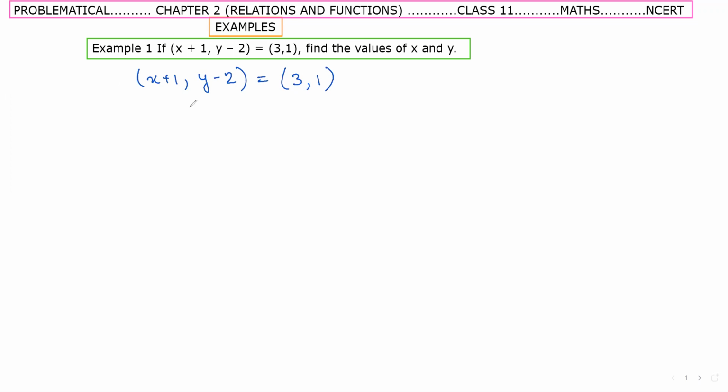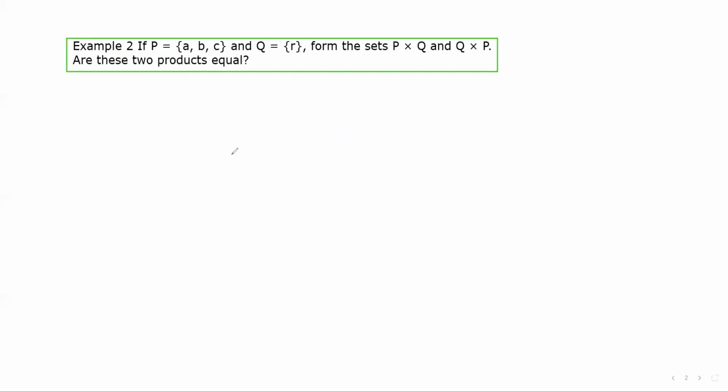Two ordered pairs are equal if their corresponding first elements are equal, and their corresponding second elements are equal. The first elements would be x plus 1 and 3. This gives you x is equal to 2 and y is equal to 3. These are the values which are asked, x and y.